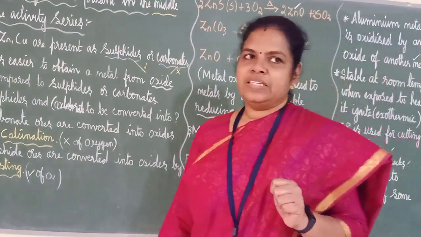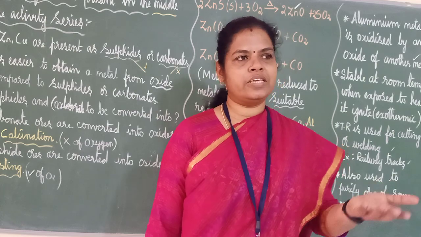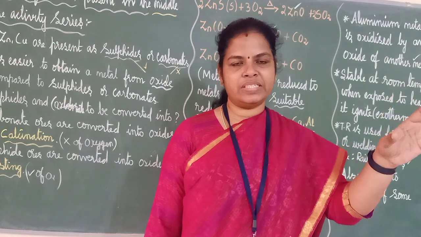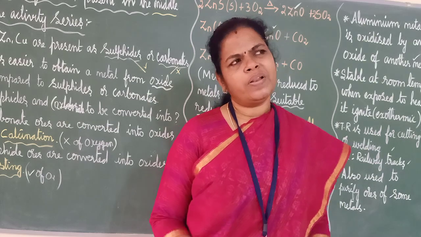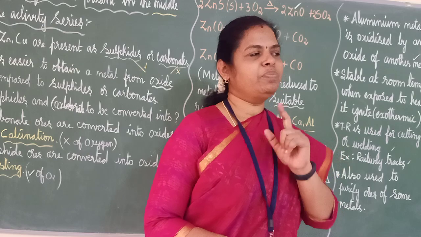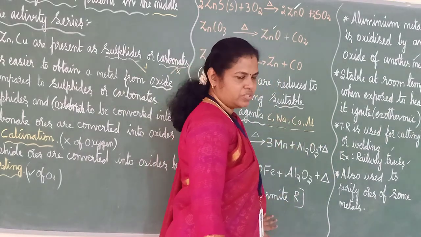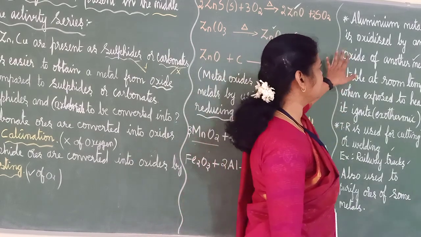Have you ever thought that when you are having some problem in some machine, what will we do? We will take it to the shop, get it repaired and bring it back. What will happen if some problem happens in the railway track? Keep thinking. We will see the reducing agent and these things, and I will explain the thermite reaction.